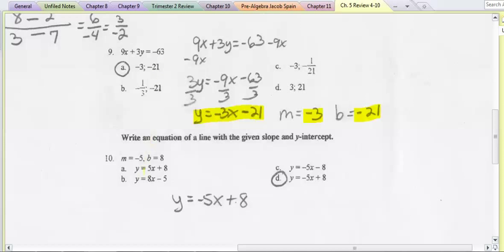Okay, number 10, they gave us the slope. They gave us the y-intercept, and I just plug it into my y equals mx plus b form.